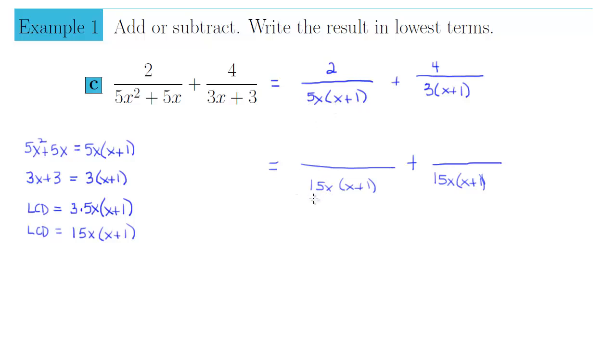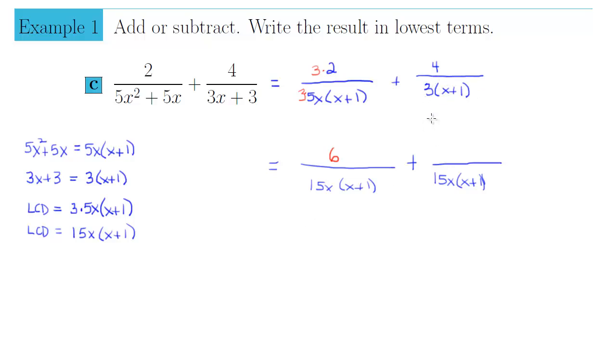5x times x plus 1, we want to get it to be 15x times x plus 1. To change the 5 into 15, we're missing a factor of 3. In other words, we need to multiply the 5 times the 3. And if we do it to the denominator, we have to do it to the numerator. That'll give me 15. The x and the x plus 1 are already present, so we don't need to multiply this by anything. And that tells me the only thing we needed to multiply by was a 3. So in the numerator, 3 times 2 is 6, and that's our new numerator.